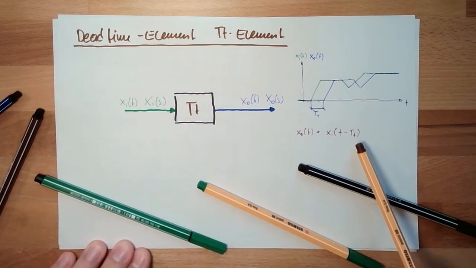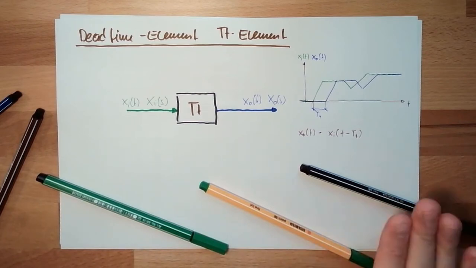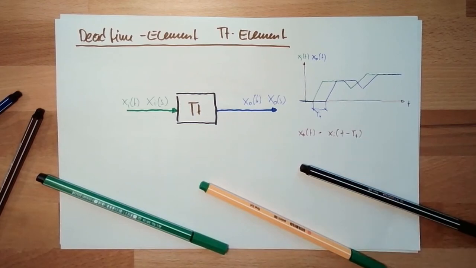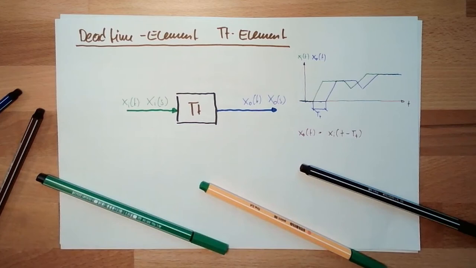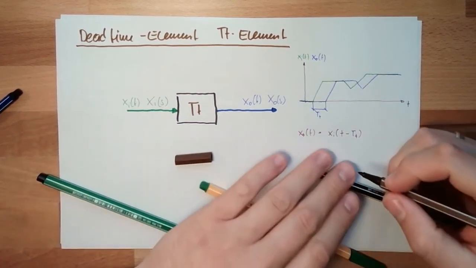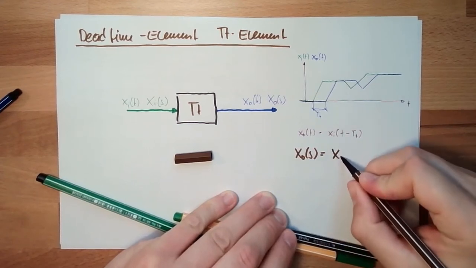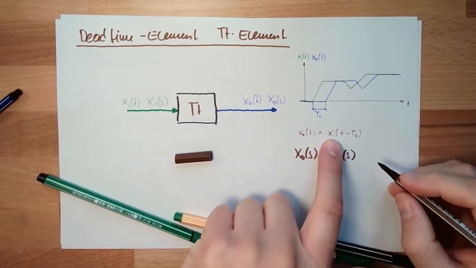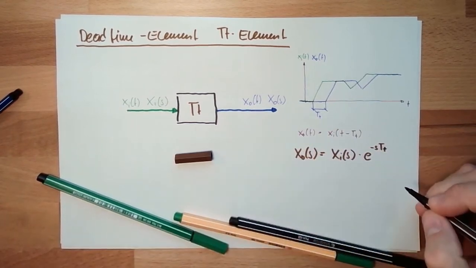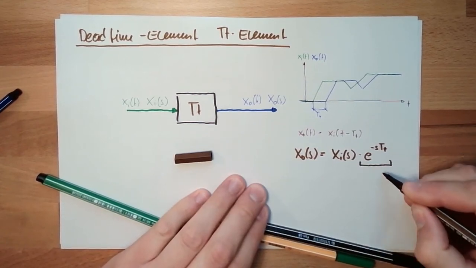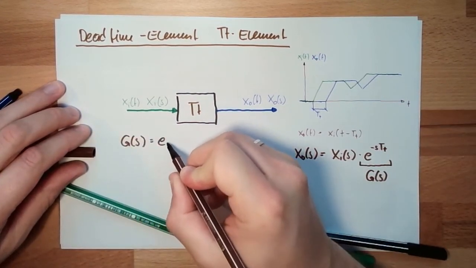Remember, when we talked about the Laplace transformation, I told you something about time shifting, how time shifting looks like in Laplace area. And I said time shifting in Laplace area looks like damping. Okay? So this means if I do Laplace transformation here now, there is this XO from S equals XI from S. So exactly the same, but now this time shift is a damping, e to the minus S TT. And exactly this here is the transfer function. Okay, so the transfer function is e to the minus S TT.